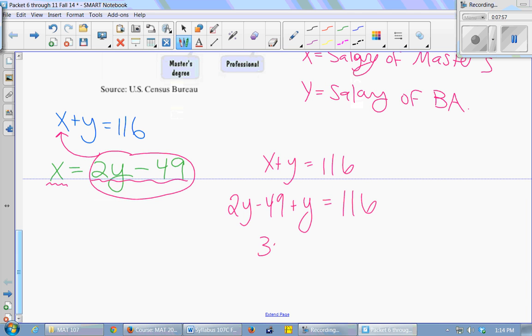So I have 3y equals 49 plus 116, which is 165. So y is, what's that? 55. 55,000 for someone who has a bachelor's. Average salary is 55,000. And for someone who has a master's, the x, what's the average salary?